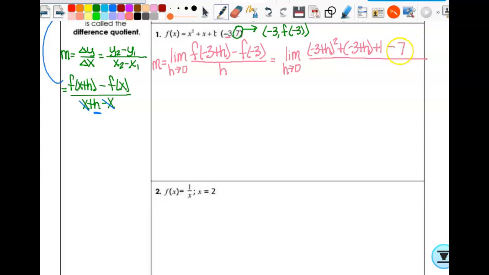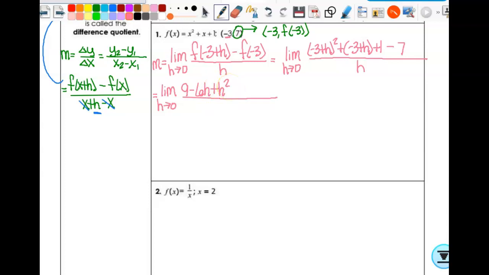7, because it's that right there, all over h. Okay. So now I'm going to have to multiply out the numerator and clean all that up. So this is equal to the limit as h approaches 0 of, okay, so negative 3 plus h squared is 9 minus 6h plus h squared.